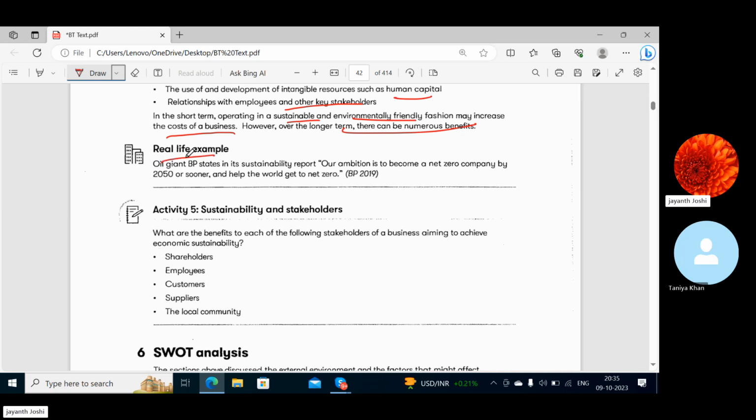Real-life example: oil giant British Petroleum states in its sustainability report, our ambition is to become a net zero company by 2050 or sooner and help the world get to net zero. Just a second.